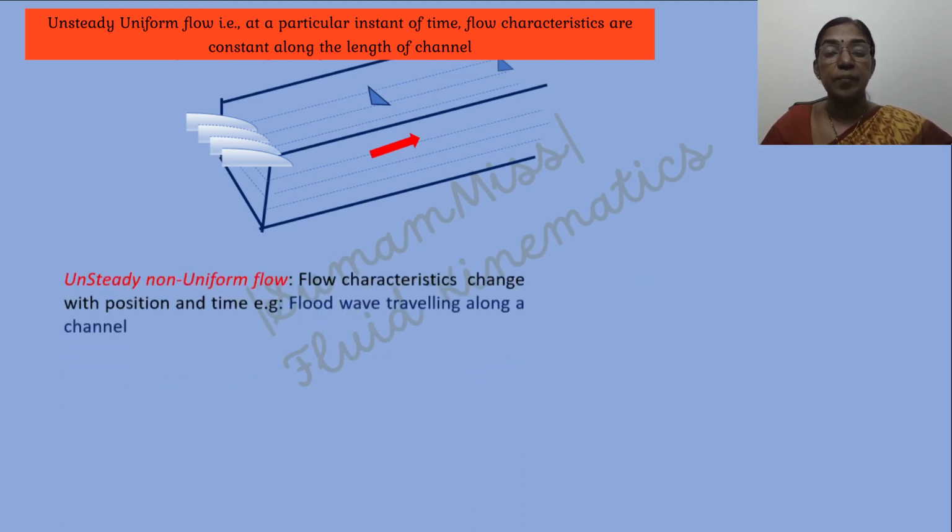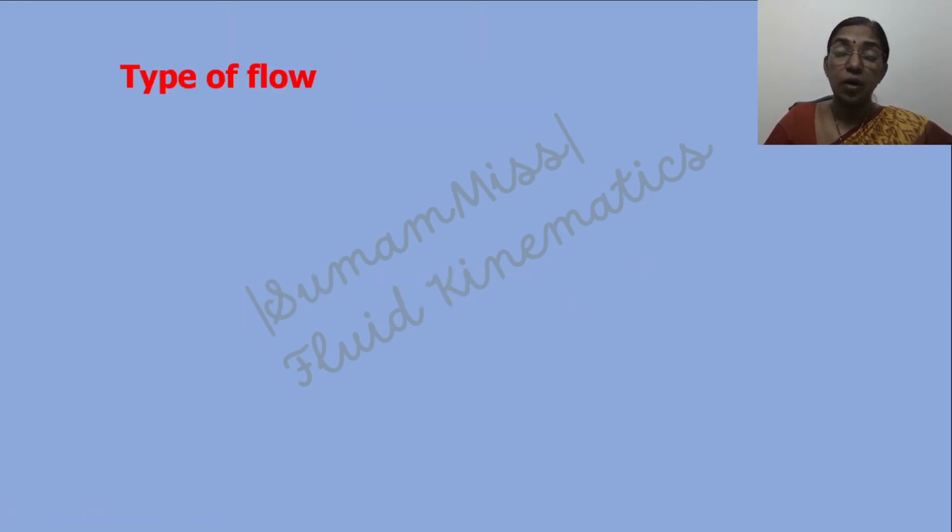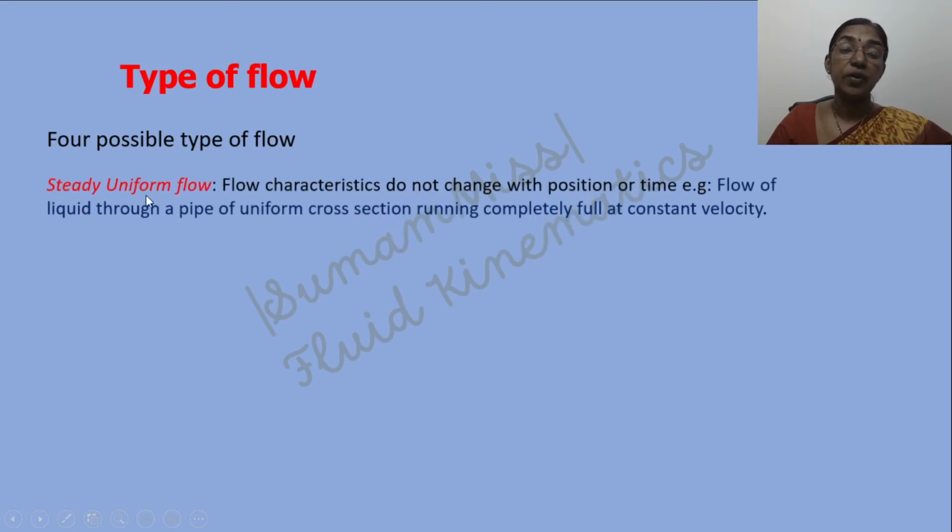So we can say that ∂n/∂t is not equal to 0 and ∂n/∂x is also not equal to 0. Now we can summarize the types of flow. There are four possible types of flow. One is steady uniform flow, that is, flow characteristics do not change with the position or time. An example is flow of liquid through a pipe of uniform cross section running completely full at constant velocity.